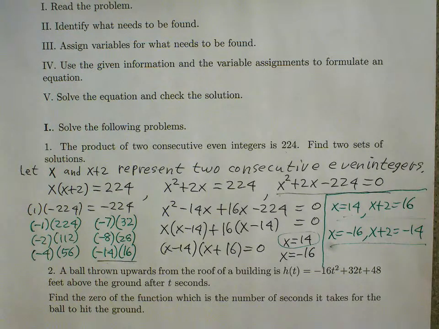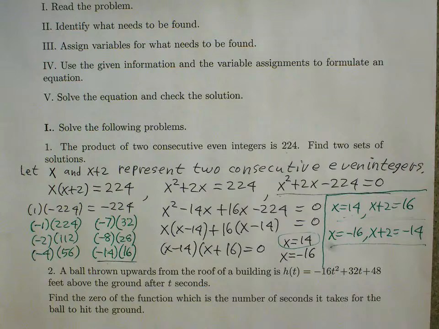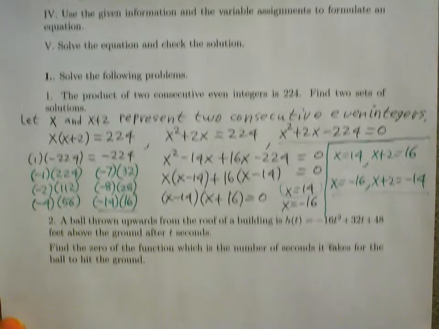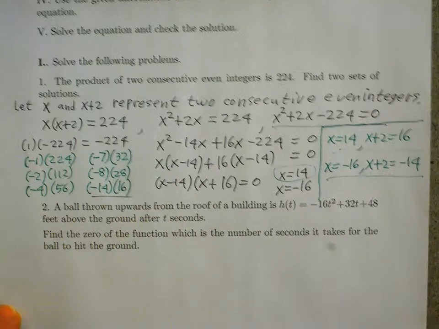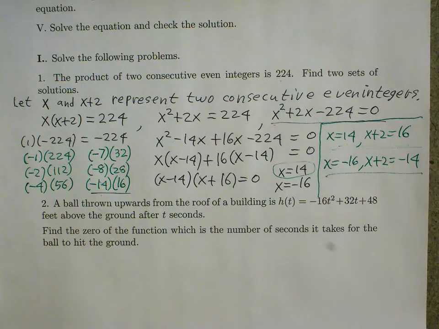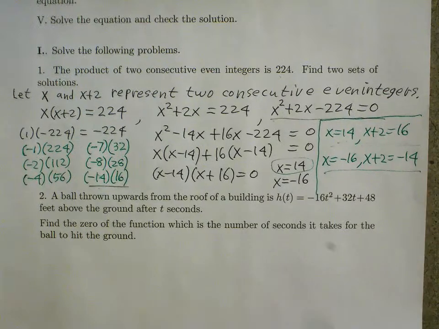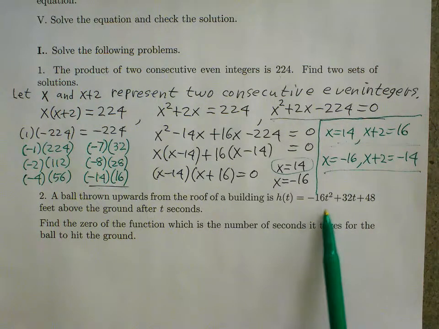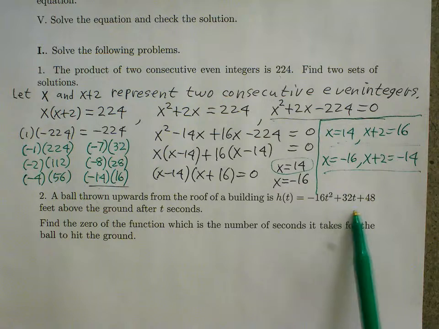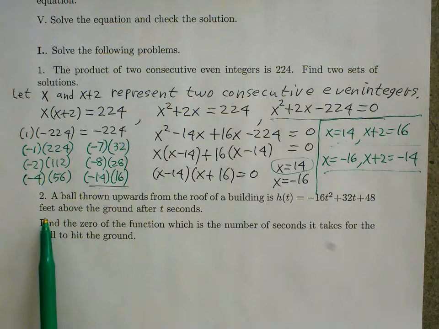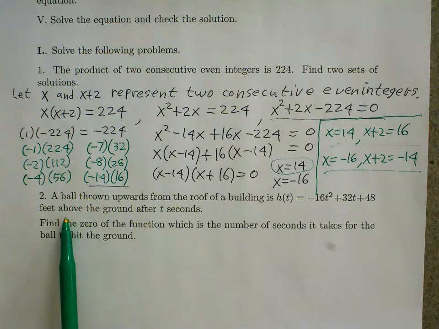Okay, the next problem, number 2. This one says a ball thrown upwards from the roof of a building is h of t equals negative 16t squared plus 13t plus 48. And the height of the ball is measured in feet above the ground after t seconds.